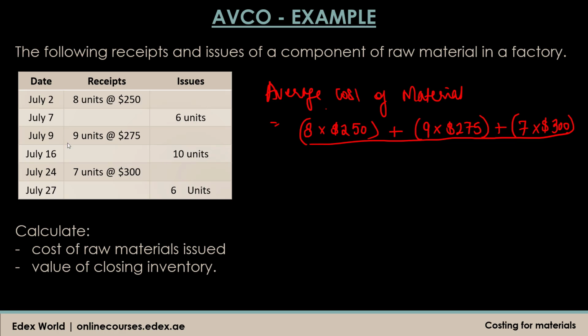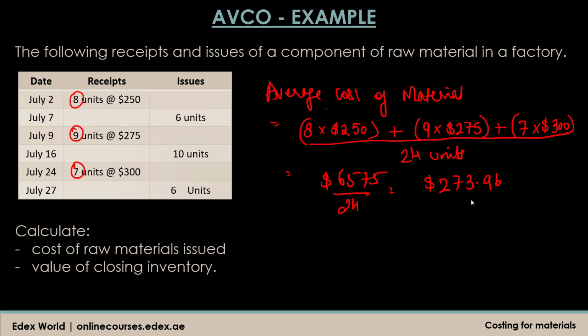So 8 plus 9 plus 7, so that's 24 units. And that's how we get the weighted average cost of each unit. So when we do the calculation, we get $6,575 divided by 24 units, and each unit is $273.96. You get some decimals, so you have to round it off to 2 decimal places. And this rate then we will apply to the raw materials issued and the value of closing inventory.